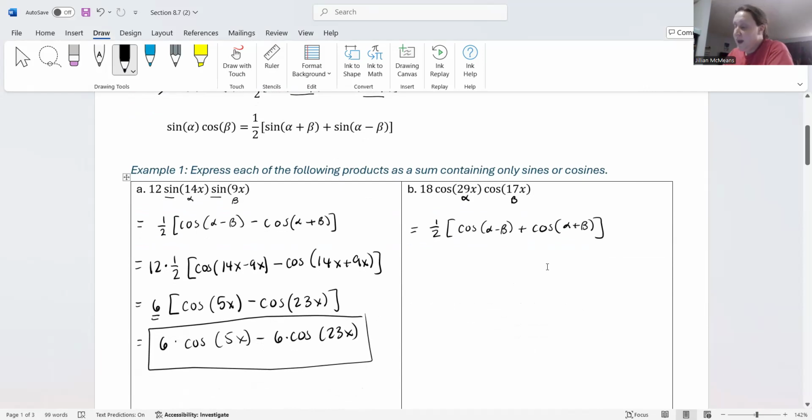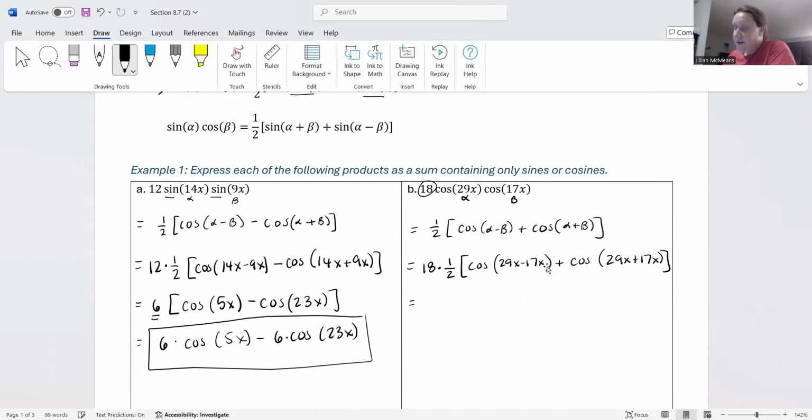Now we start with 18 times all of this. So I'm going to take 18 times this formula. So 18 times 1/2. And then I get cosine of alpha minus beta. So 29x minus 17x. And I'm going to add that to cosine of alpha plus beta. So 29x plus 17x. All right.